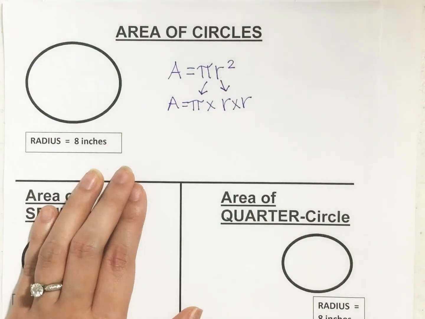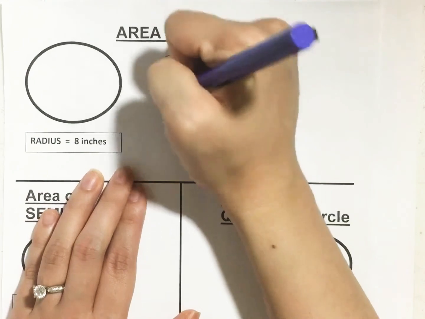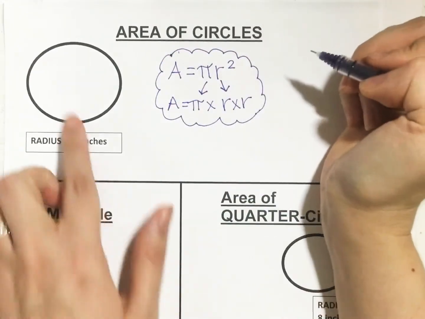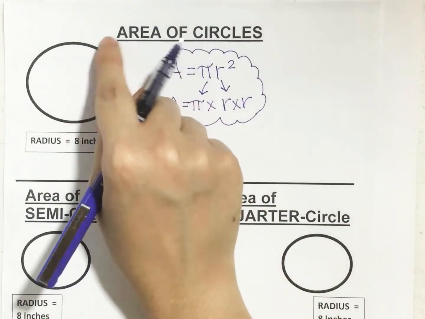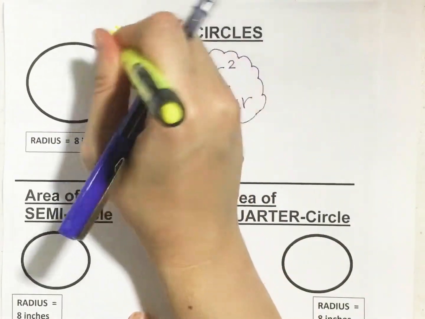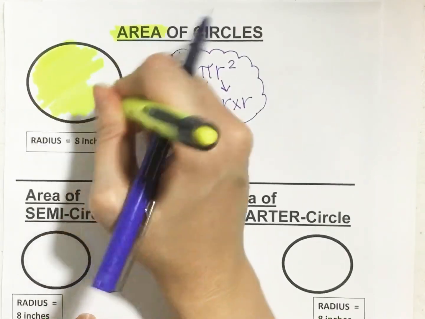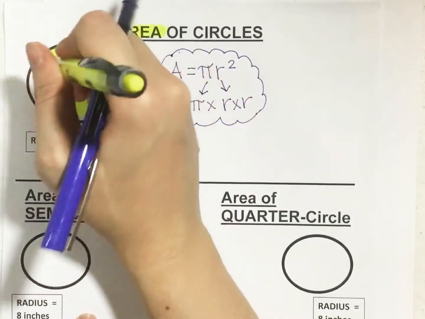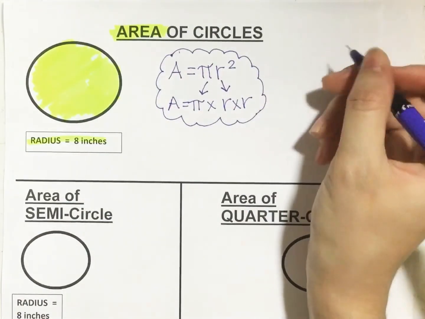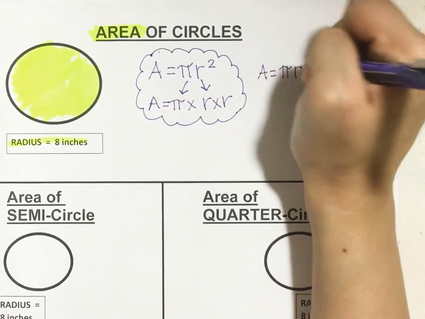Remember, this is the formula for area of a circle: pi radius to the second power. So if I want to find the area of this full circle, remember that with area you are finding all of the inside of a circle, all of it. What am I going to do? I have my radius, so I'm going to follow my formula. Area equals pi r to the second power.